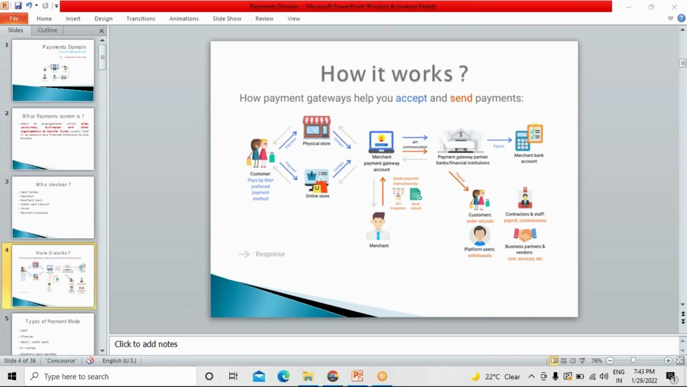So there will be two different things. One is the acquiring bank from the perspective of a merchant, and the other is the bank from the customer's perspective. So the merchant terminal is connecting to the acquiring bank, and through this acquiring bank, it is connecting to the card network.